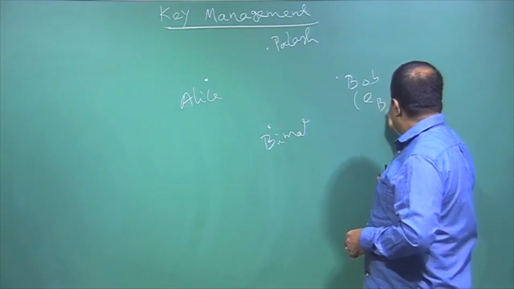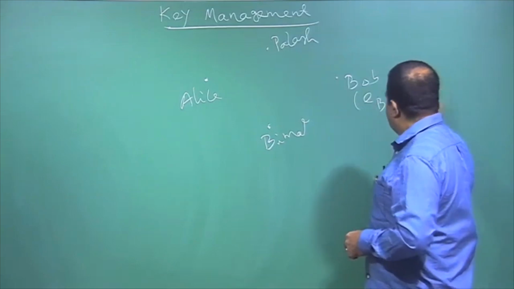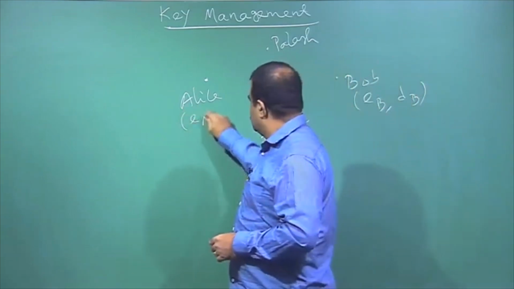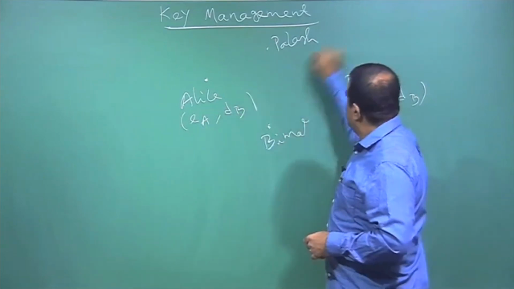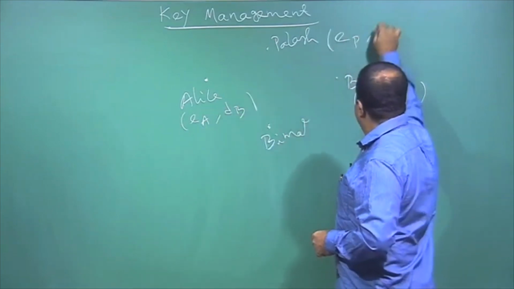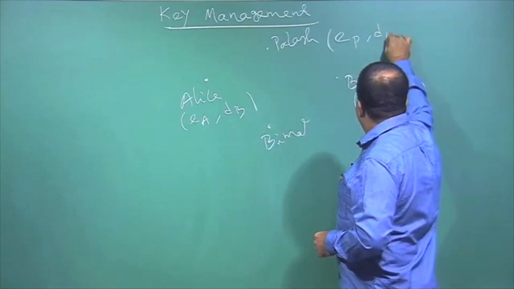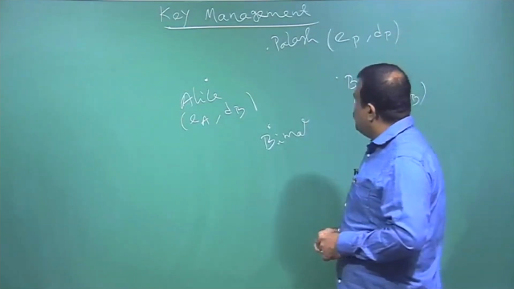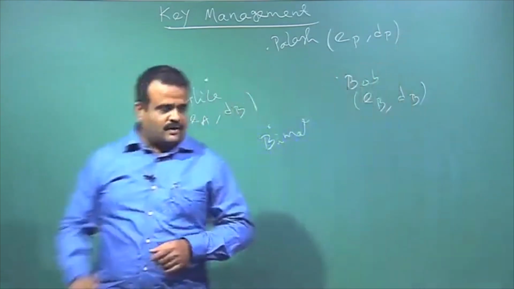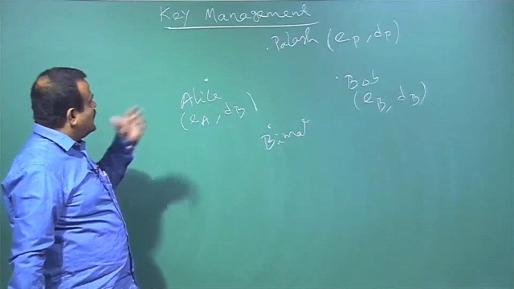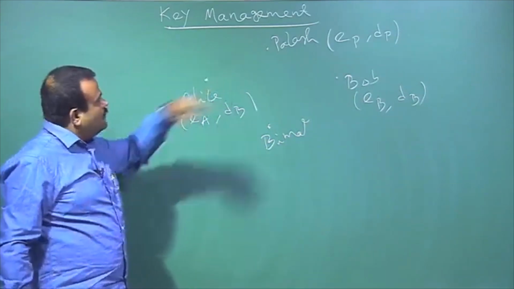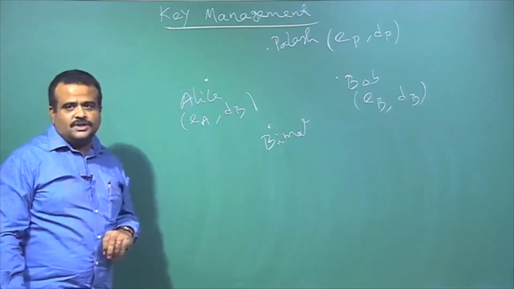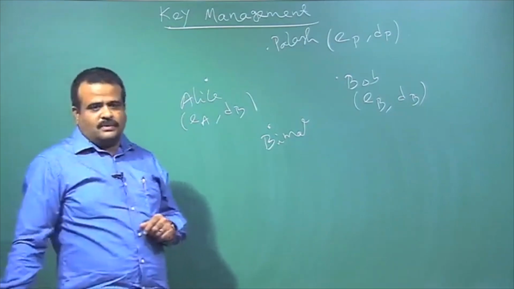So this is the Bob public key, then the EP, DP. So everybody is having their public key, private key pair. And now suppose Alice wants to send a message to Palas. So Alice has to get Palas's public key. So now the question is how Alice will get Palas's public key.